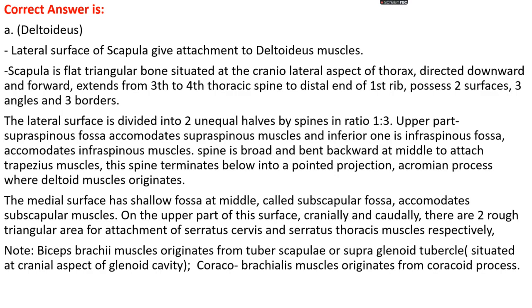Note that the biceps brachii muscle originates from the tuber scapulae or supraglenoid tubercle, which is situated at the cranial aspect of the glenoid cavity, while the coracobrachialis muscle originates from the coracoid process.